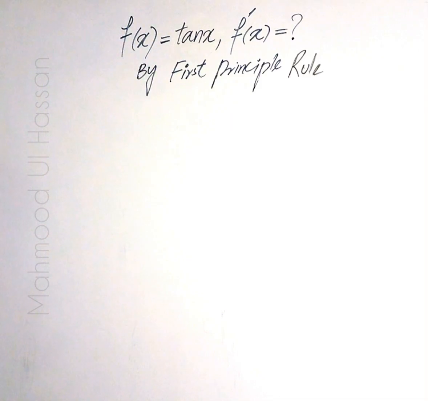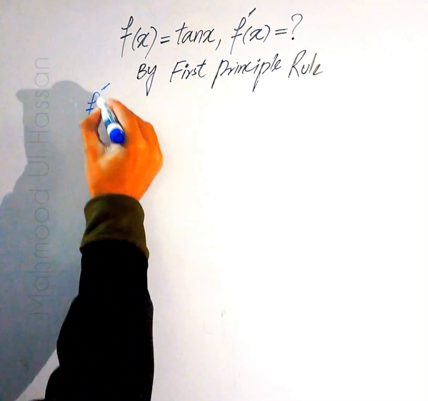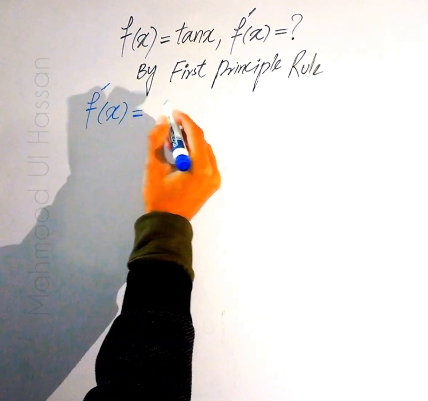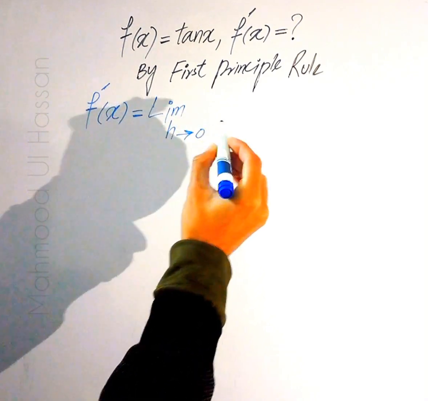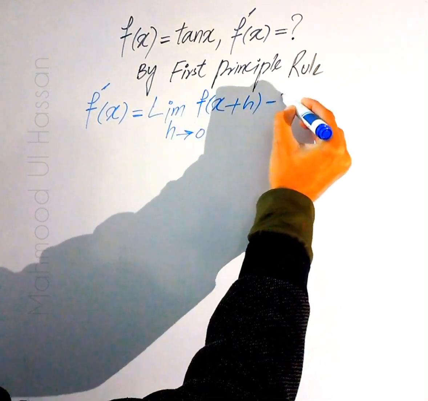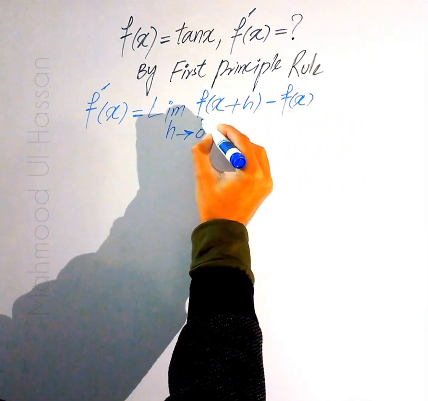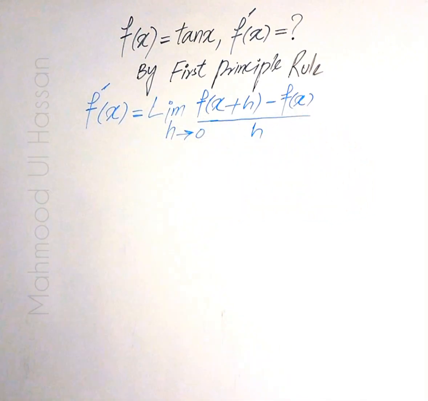Let f of x equal tangent x, and we are going to find f prime of x by the first principle rule, or by definition. So we know that f prime of x is equal to the limit as h approaches 0 of f of x plus h minus f of x, divided by h. So this is the definition of the derivative of a function.